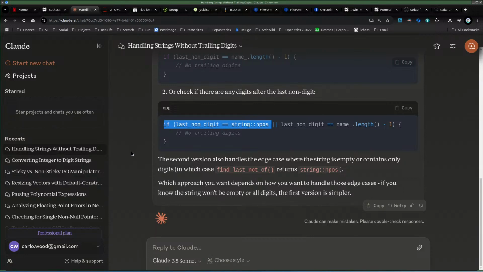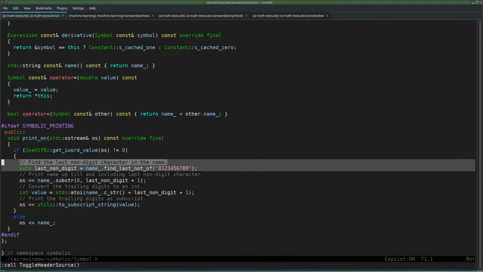What is this? Empty. Only digits. No, it should not be possible. But it is only digits or empty. It's the name of a symbol, so I'm just gonna be concerned with this. If this equals to that, then we don't have any digits.